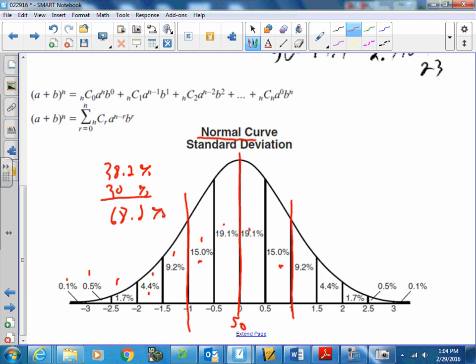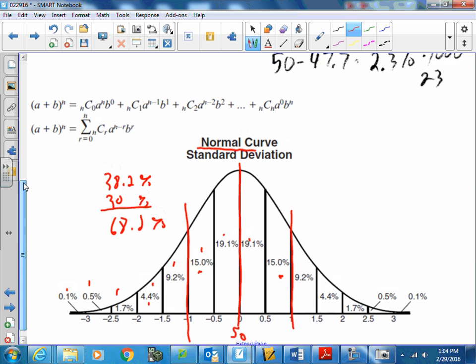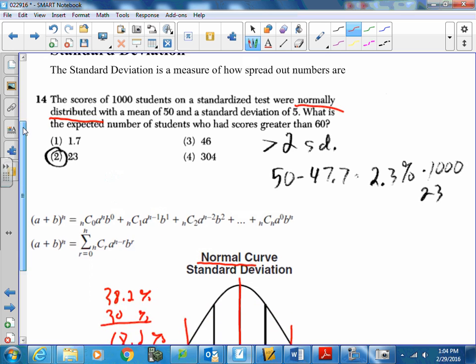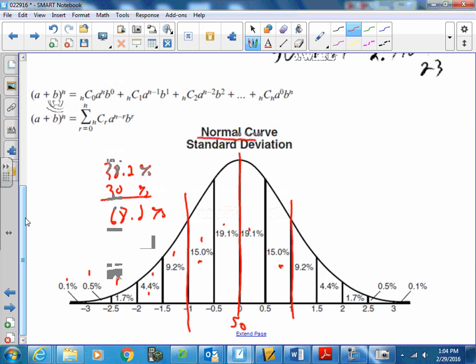So 68.2% of the scores will fall within 1 standard deviation. We said in the problem, the problem said standard deviation was 5, and the mean was 50. That means our scores in here will be from 45 to 55. That means 68.2% will be from 45 to 55. Now, when you move to 2 standard deviations, we're going to move over here.